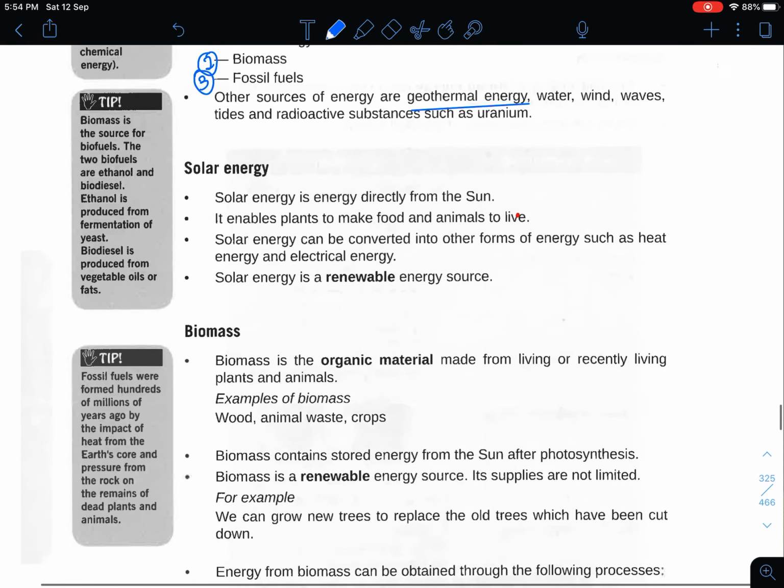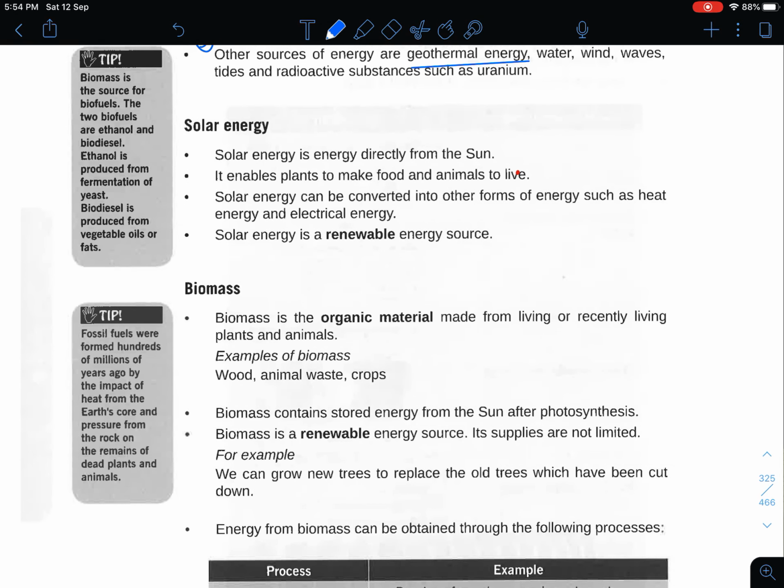So if we break it further, solar energy is basically energy directly from the sun. And what is the value of having solar energy? This helps to enable plants to make food and animals to live. Solar energy is also easily convertible to other forms of energy, for example, light, heat, and even electrical energy, like your solar panel. And solar energy tends to be a renewable energy source. Renewable meaning that it can be reused.